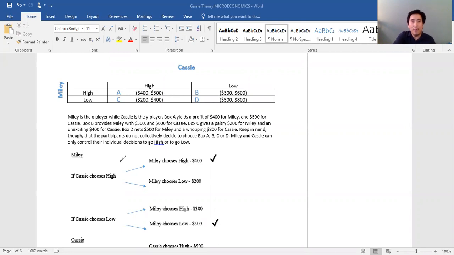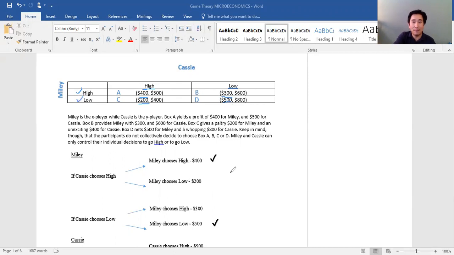So if Cassie chooses the high price right here, then Miley can either choose between the high price and get 400 or the low price and get 200, right? So clearly the high price is better for Miley, and that's why I have a check mark right here. Now, if Cassie happens to choose the low price, then Miley can either choose the high price and get $300 or the low price and get $500, okay?